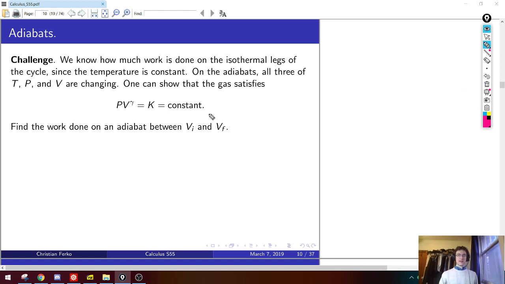So when you do that calculation, you find that on the adiabat, the ideal gas satisfies this equation. Roughly, it's the pressure times the volume raised to some power gamma. And you can actually show that gamma is some ratio. I think it's Cp over Cv. Have you learned what heat capacities are? I mean, the word makes sense, but I've not learned. Okay. All right, maybe I won't say more about this then.